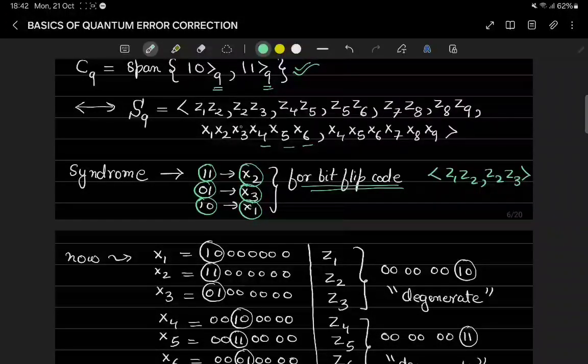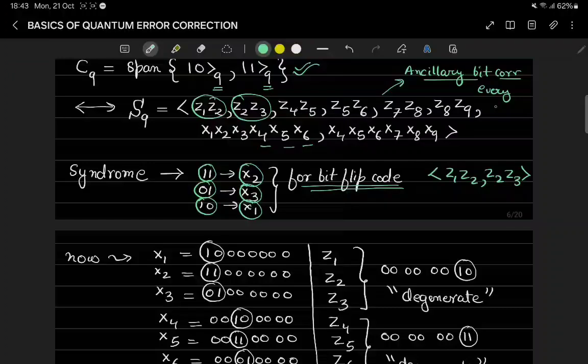So in the Shor code, suppose I have a bit flip in the first qubit. Then the syndrome corresponds to taking the first two ancillary bits, corresponding to measurement of these two operators. So every operator will have an ancillary bit corresponding to it, right? So there is an ancillary bit corresponding to every stabilizer. So I have in total 8 ancillary bits, and now the syndrome will be 0s and 1s in these ancillary bits basically.